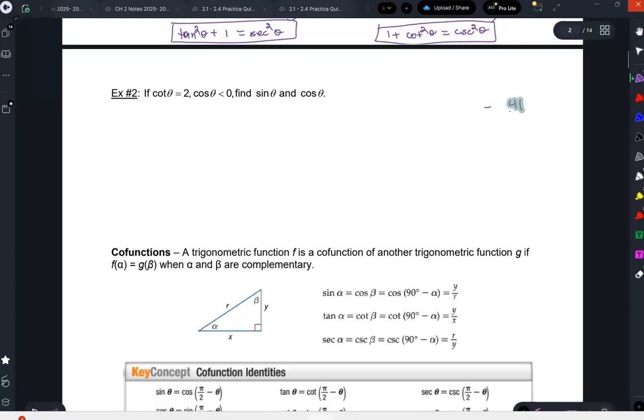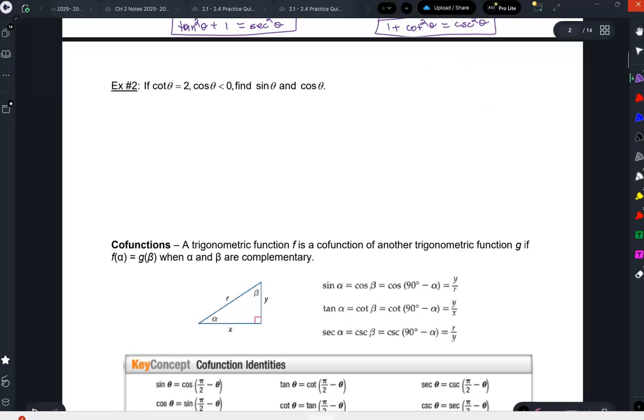So let's do a couple of these. If cotangent is 2 and cosine of theta is less than 0, find sine and cosine. This is identical to the problems that we did in chapter 4, which we solved with triangles. Here, you're not allowed to use triangles. So let's first figure out the quadrant. Cosine is negative, so that's in these 2 quadrants. Cotangent is positive, that's in these 2 quadrants. So my angle is in quadrant 3.